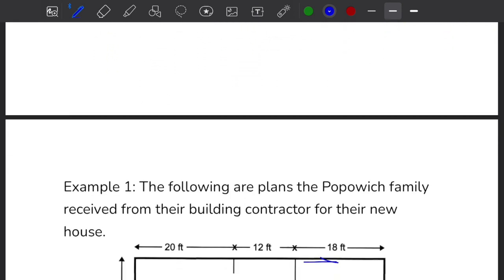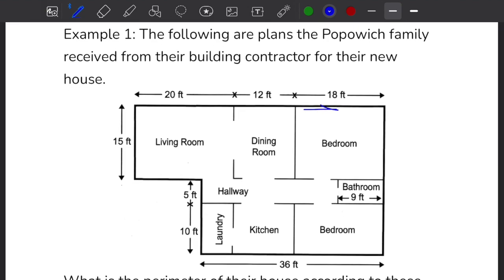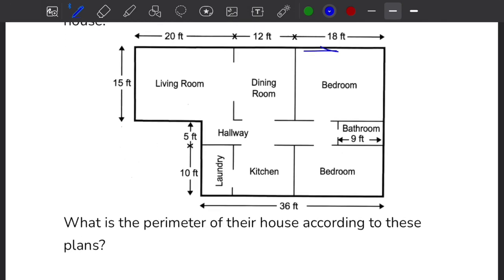All right, so now I'm going to start the first linear measures example. And this one involves the blueprint or the layout plans for the Popowich family's home. And what we're required to do here is to calculate the perimeter of the outside of this house. So we can see that there's multiple rooms in this house and they have some dimensions in there, but those don't matter.